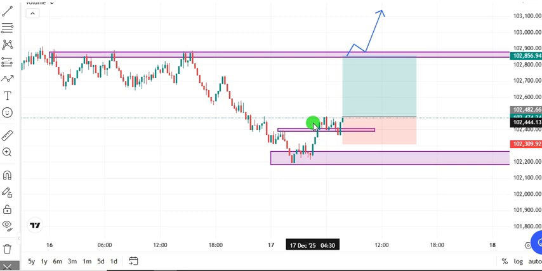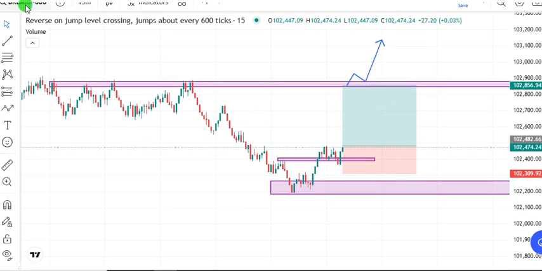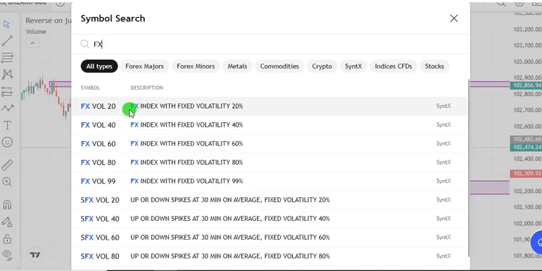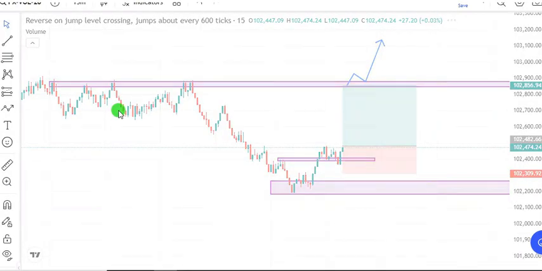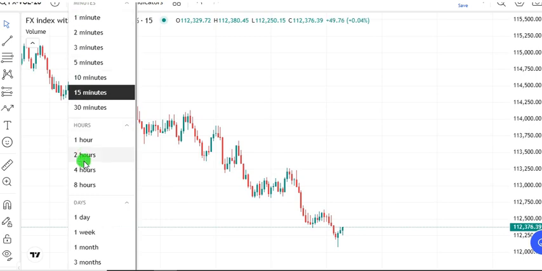Let's go to the next, which is going to be the final one for today, which is going to be, I think, FX volume. And this break right at book 600. So the final one is going to be FX volume. So volume 20. All right. Okay, so here's FX volume. So let's go to the H4 still.